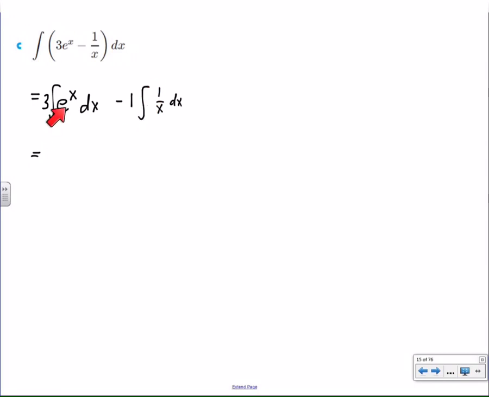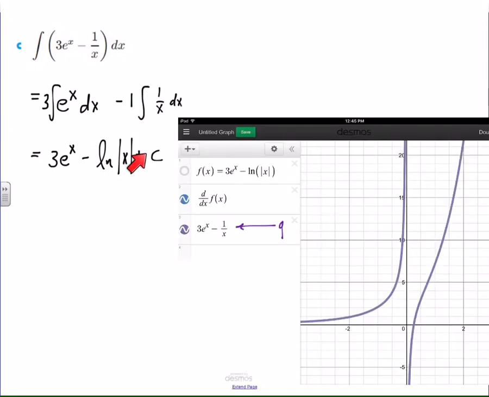We know that the antiderivative of e to the x is e to the x, so we're going to have 3 times e to the x, and then we're going to have the antiderivative of 1 over x, which is natural log absolute value x, and then we add the constant. Notice I integrated twice, but I only added one constant. Since we don't know what the constant is, they all merge together. So maybe this one had a constant of 2, and this one had a constant of 7, so this would be the constant 9. But since I don't know any of them, I just call it one constant. I don't need to write it twice.